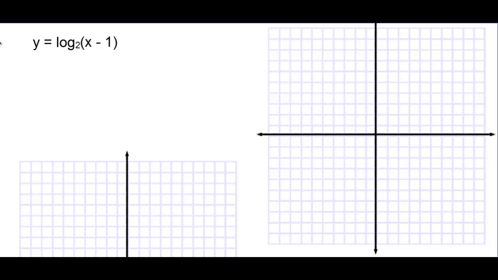All right, so we got log base 2 of x minus 1. So this is all graphing. The instructions are graph, and then there's some extra ones. So let's start with log base 2 of x. And so we have y equals that.